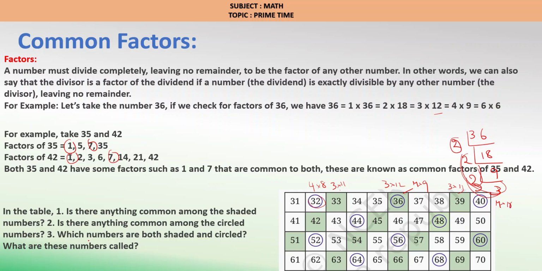Then the third question. Which numbers are both shaded and circled? If we observe here, both shaded as well as circled are 36 as well as 48. Similarly 60. So these are both shaded and circled. These are multiples of both 3 as well as 4.